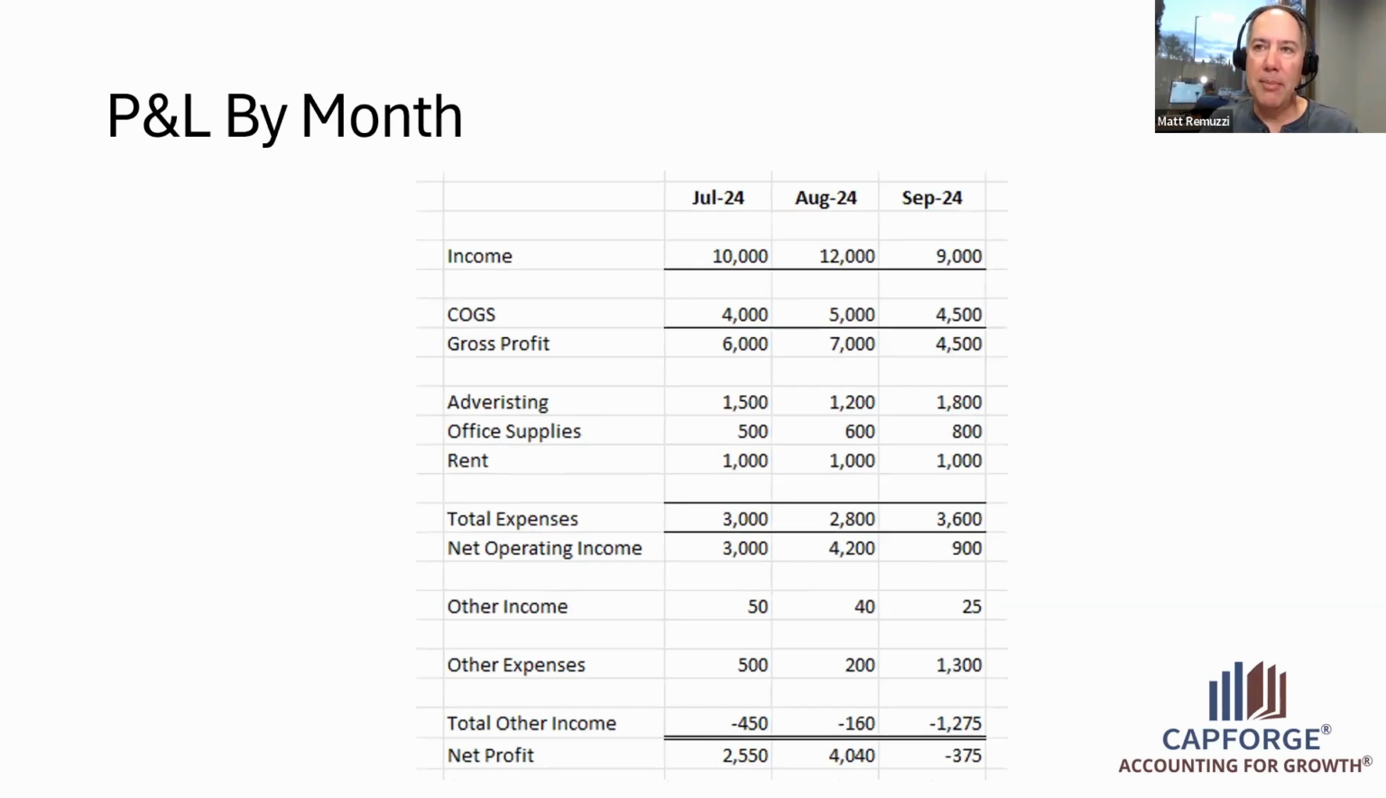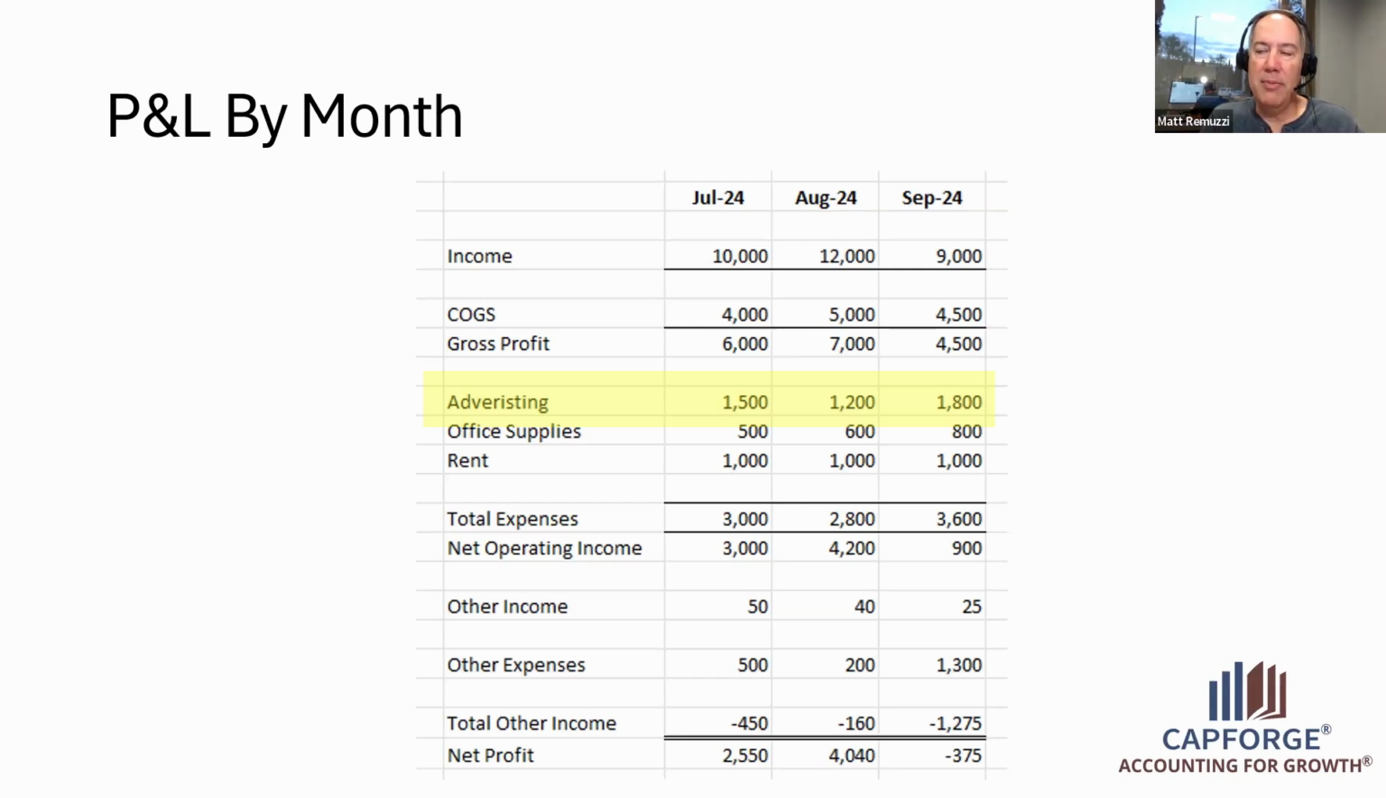So a P&L by month tells you, okay, income in July was $10,000. In August, it went up by $2,000 to $12,000. But then in September, for some reason, it went down to $9,000. And my cost of goods sold went up when my sales went up. And then it came down from my high in August, but not down as much as in July.